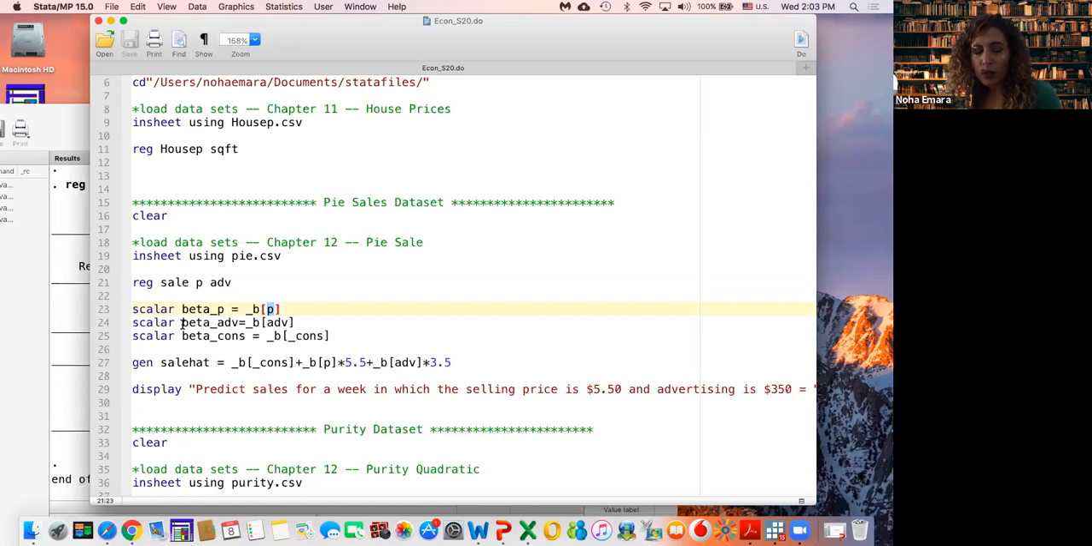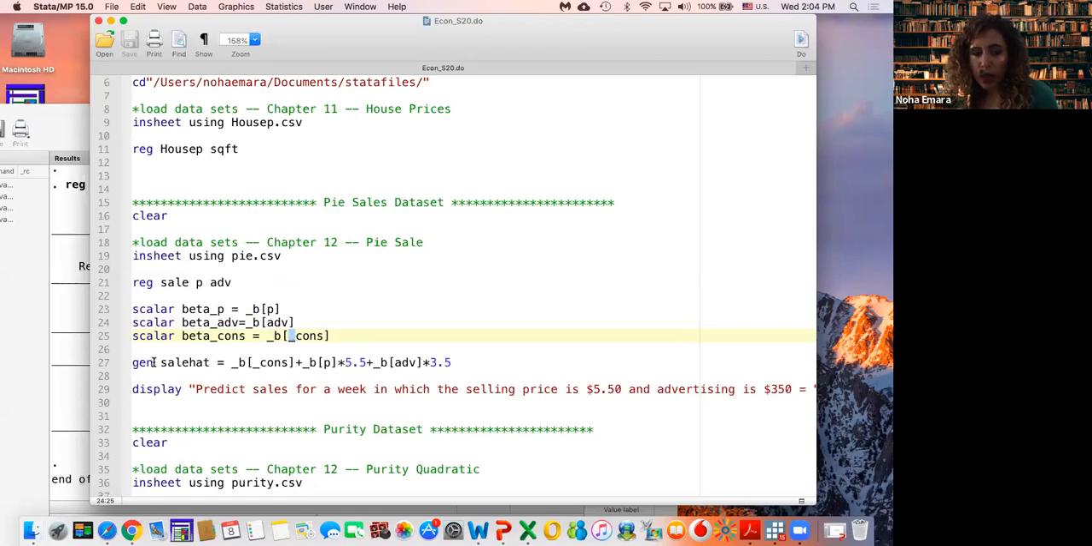The next one, you ask Stata to name the coefficient of advertising as beta advertising, by going to the beta matrix and getting the coefficient of advertising. The same thing for the beta zero or beta constant. I call it constant, you can call it beta zero, or beta null. This one is a little different. It has an underscore here, another underscore before the constant.